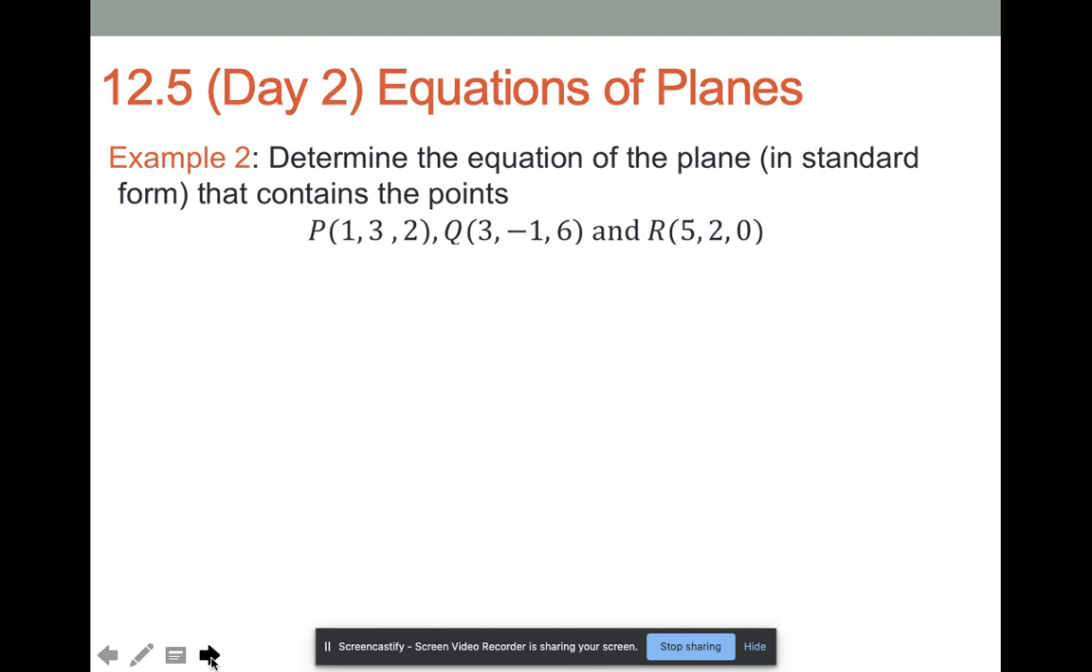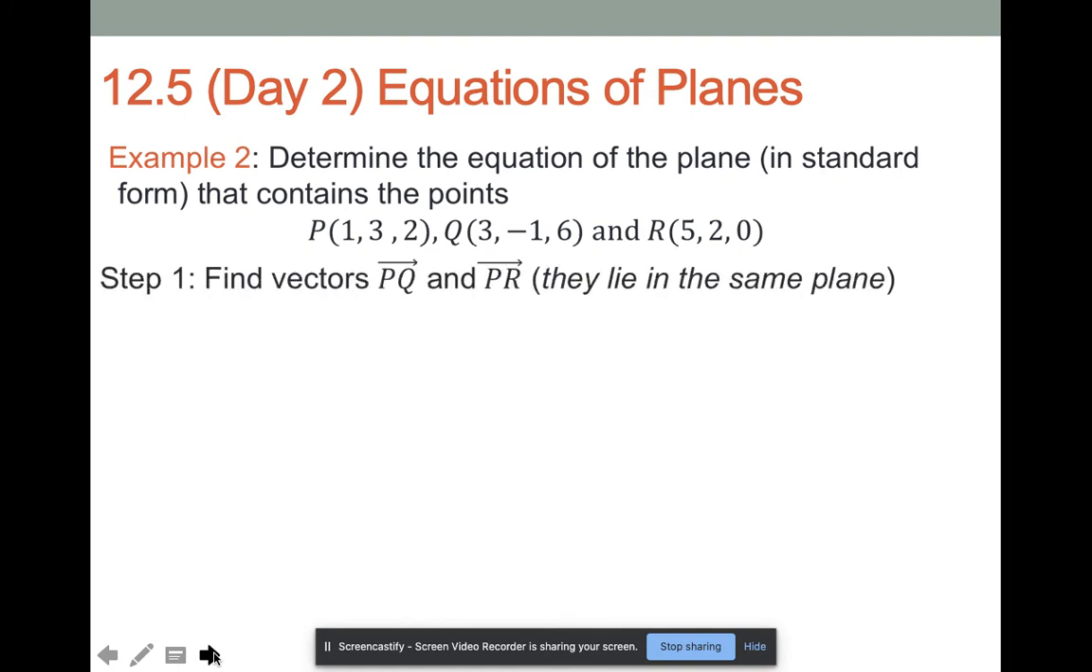So example 2: determine the equation of a plane, and I'm asking you to put it in standard form, that contains these 3 points, because remember, 3 non-collinear points determine a plane. Well, I want the equation of the plane. So step 1, remember, if I'm going to write the equation of a plane, I need the normal vector and I need a point. Well, I've got 3 points, so that's cool.